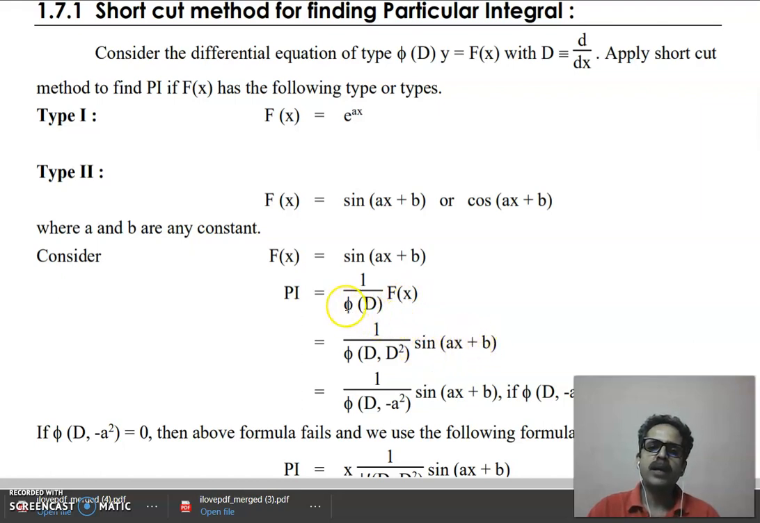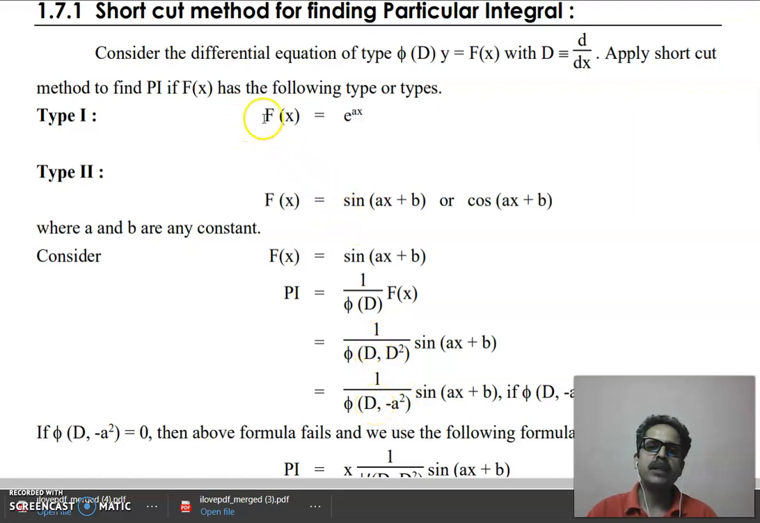Now here we consider phi of D as a phi of D comma D square. That means the function phi of D is taken as function of D and D square. It is just for our convenience. Now once we think phi of D as a function of D and D square, we can replace now D square by minus a square, and we must keep D as it is.